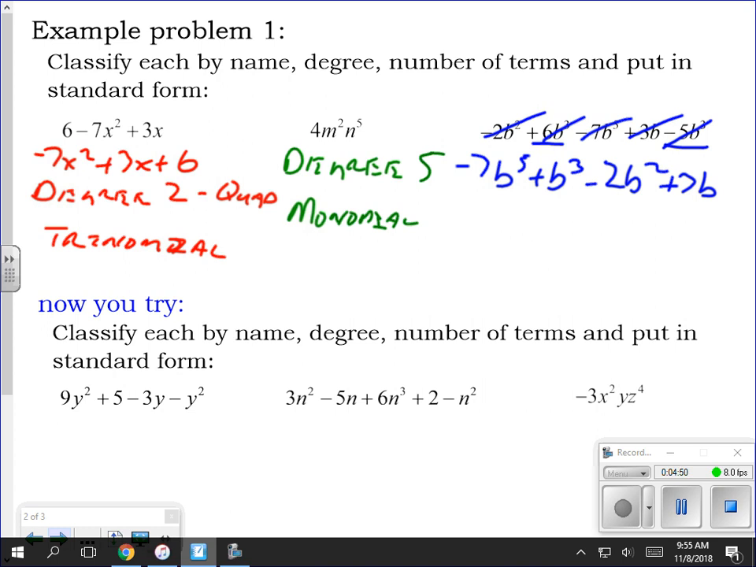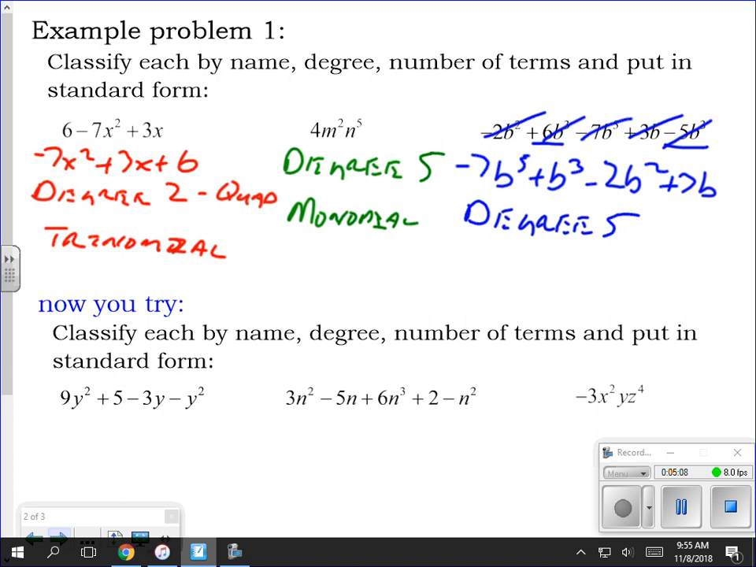Standard form. Combine like terms. Largest power to smallest power. What's my degree? 5. It's the largest power, so that's degree 5. And I don't have any special names for that. We didn't really discuss that.